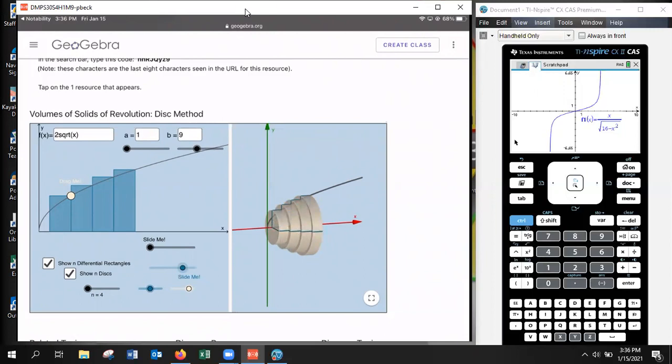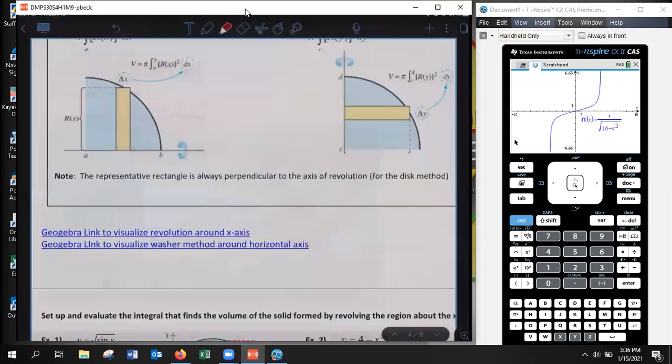So if we use larger and larger numbers of disks, what you can see is we get a better approximation of the actual volume, which makes sense because a larger and larger number of rectangles creates a more appropriate area.